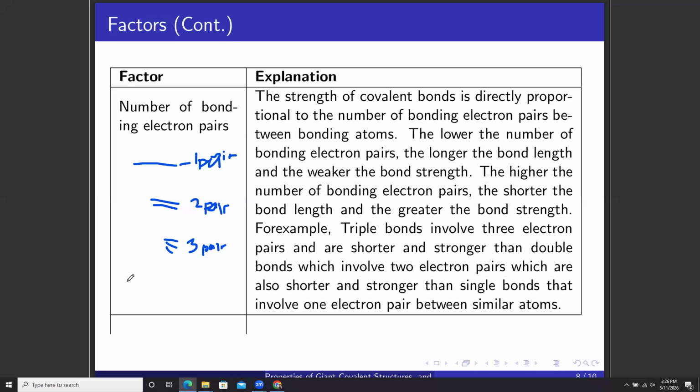I want to write these cases in this form. This is single. That is single. Then this is double. This is double. Then this is triple. Like that.